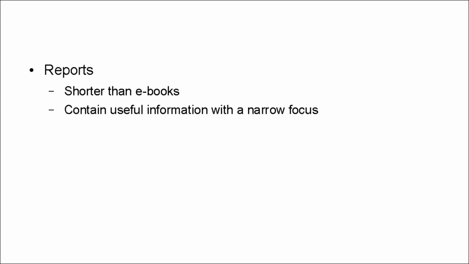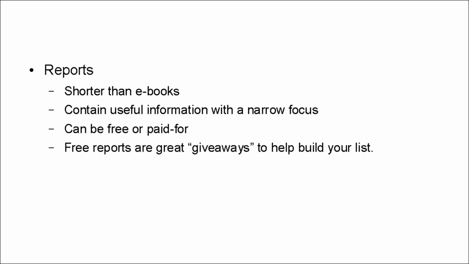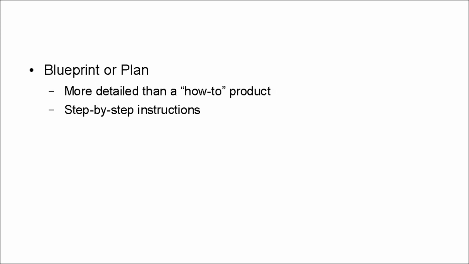And then there are reports. Now, reports are shorter than ebooks, and they contain useful information with a narrow focus, and they can be free or paid for. In fact, a free report makes a great giveaway to help you build your list. And then there are blueprints or plans. Now, a blueprint or a plan is more detailed than a how-to product, and they give step-by-step instructions. And they're also organized in a very easy-to-follow manner, so somebody can follow the steps and achieve a recognized outcome.